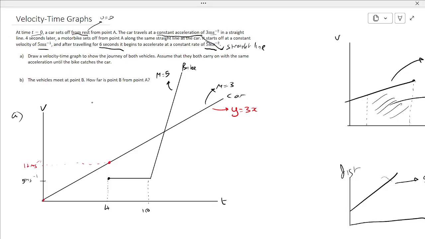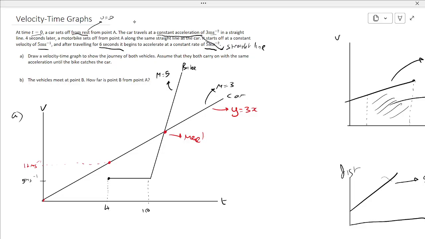Part B is saying the vehicles will meet at point B, so the bike will catch the car. And basically, where is that point? How far is it from the starting point? So a super common mistake would be saying, oh, this is where they meet, where the lines cross. That's not correct. This point on the graph where the lines meet represents a point in time where the car and the bike have equal velocity. They have the same value of velocity on the y-axis. That doesn't mean they're in the same position.